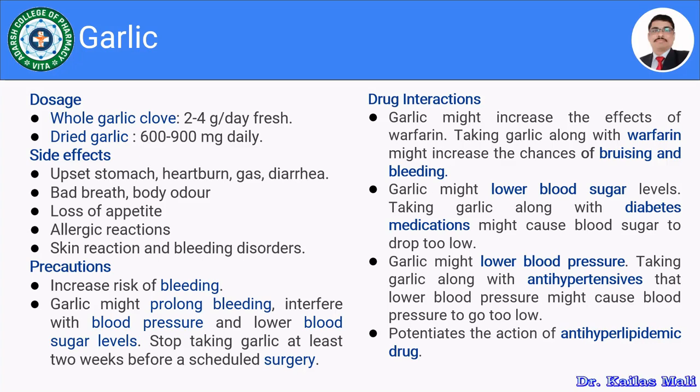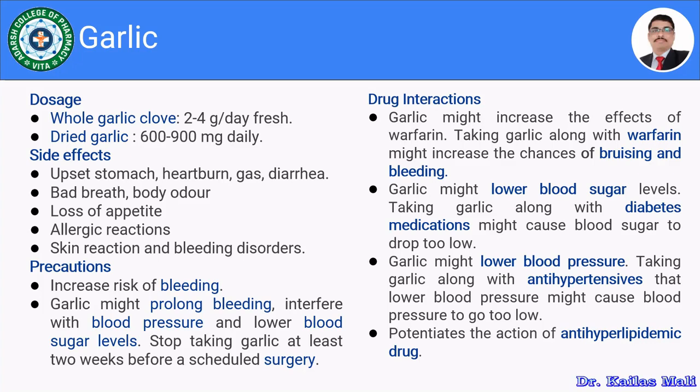So in certain cases, there is an increase in the risk of bleeding, isn't it? Garlic might prolong the bleeding, interfere with the blood pressure, and lower the blood sugar level. So stop taking garlic at least 2 weeks before a scheduled surgery. As garlic has a property to reduce the sugar level and the blood pressure, and also it is going to increase the bleeding, one should stop taking the garlic before a scheduled surgery. So these are the warnings for the garlic.